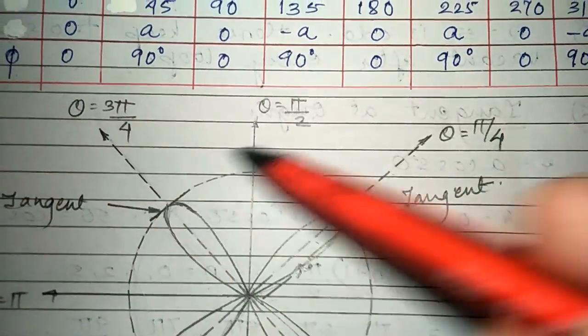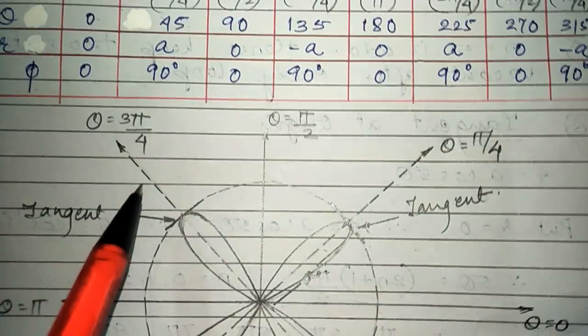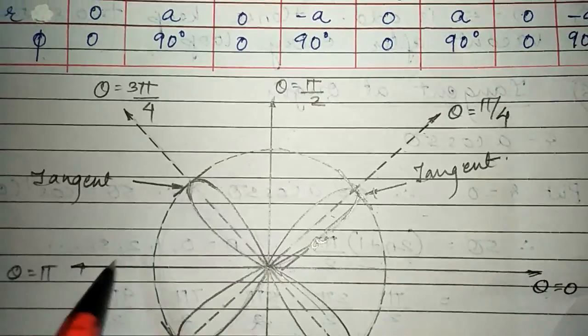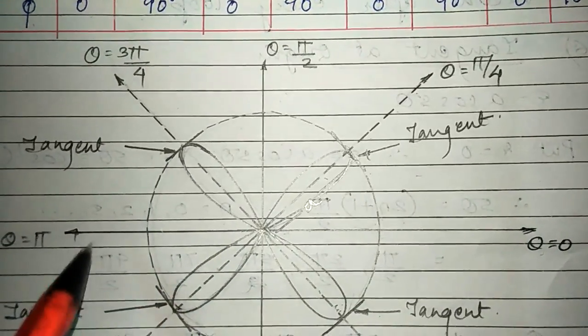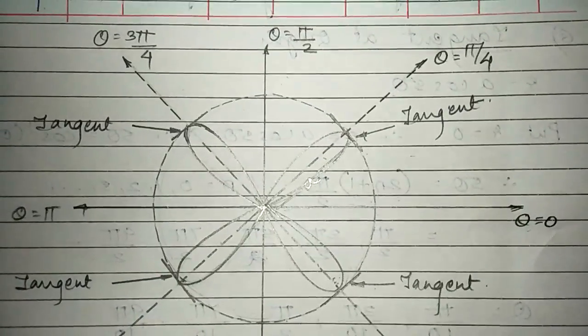So it will be 3 pi by 4. Then again 3 pi by 4 plus pi by 4. So it will be how much? 4 pi by 4, that is pi. And so on. You have to add pi by 4 to the previous one. You will get the value for the next one.